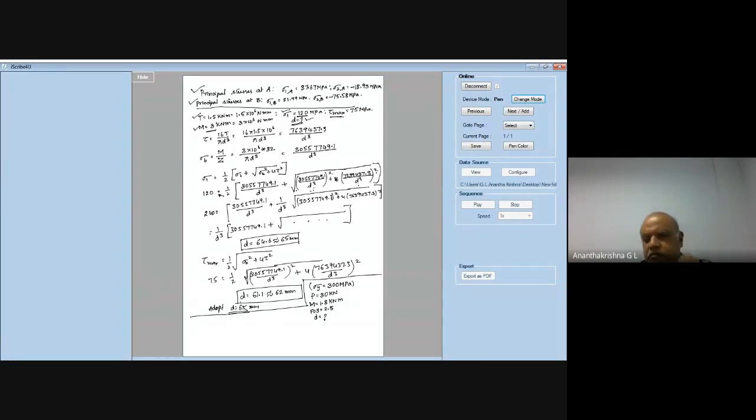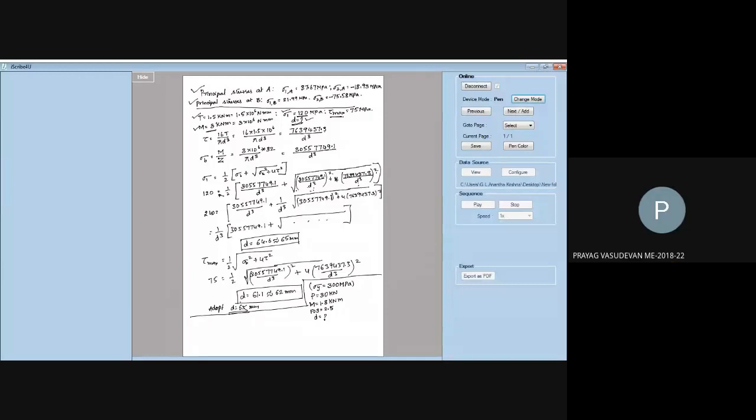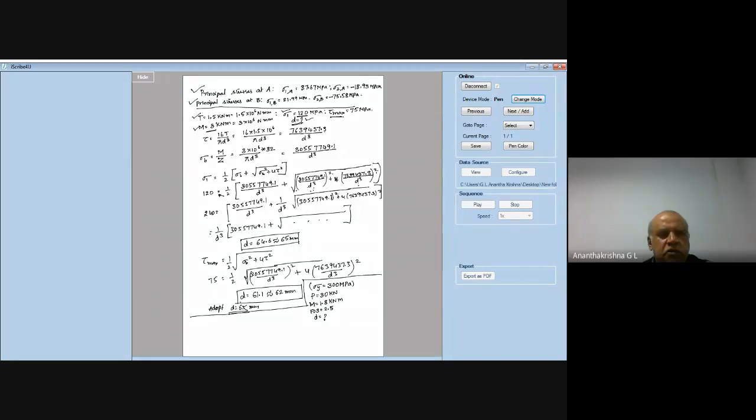Prayag Vasudevan, are you there? Yes, sir. Can you please read out the problem? Others, please look into your books. Sir, I could get only till determine. My net got cut off. So I've written only till determine. Could you finish the question? Determine suitable diameter of the rod. Okay, sir. Now please read the problem. Others, please look into your books.